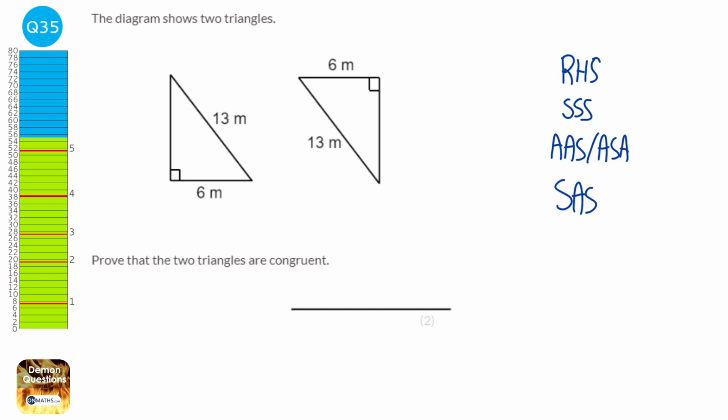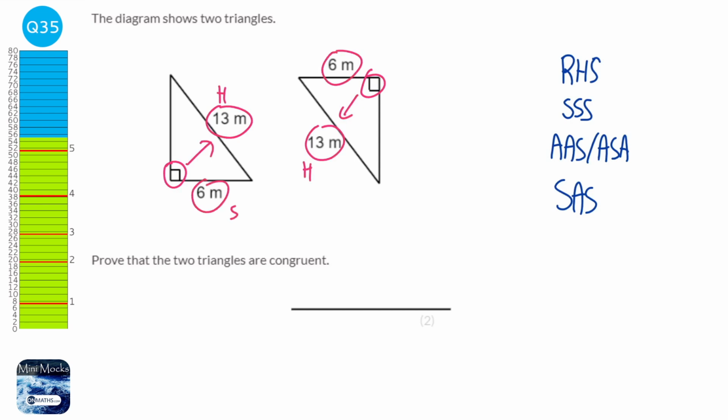Well, we have a right angle. We've got a side, which is actually the hypotenuse, because we know the hypotenuse is opposite the right angle. And then we just have another side. Now, it's not going to be SSS because we don't have 3 sides. We do have a side and an angle and a side, but the 2 sides are not next to the angle, so it's not going to be that one. And we don't have 2 angles, so it's not going to be this one. So the last one is RHS, which is right angle, which we have, hypotenuse, which we have, and side.